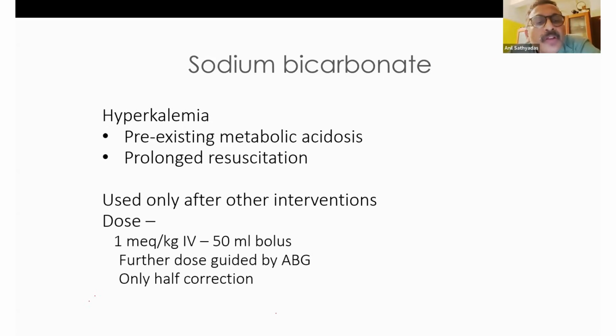Okay. And the dose is easy to keep in mind. Around 50 ml bolus you can give. And the further doses are guided by your ABG. You have formulas like base excess times 0.3 times body weight. You calculate that and divide by 2, so you get half of this. You give that and then you do the ABG again and see what is happening.